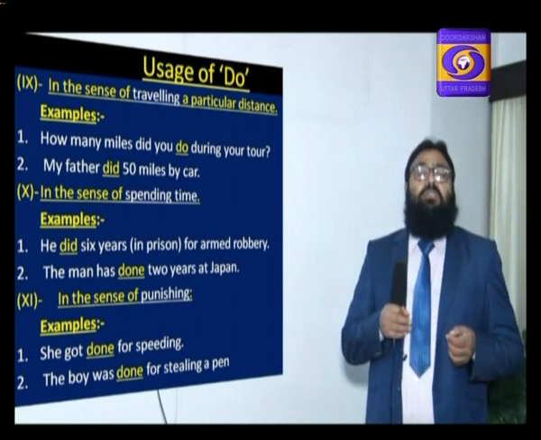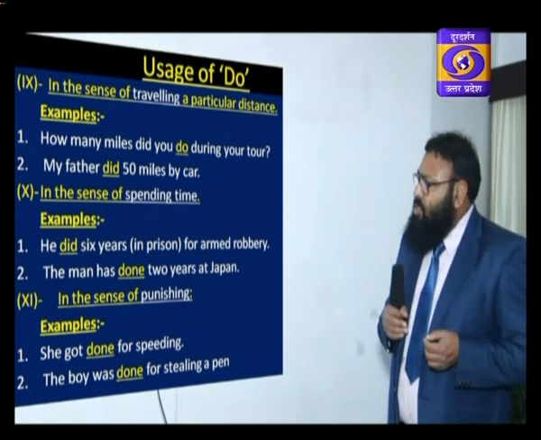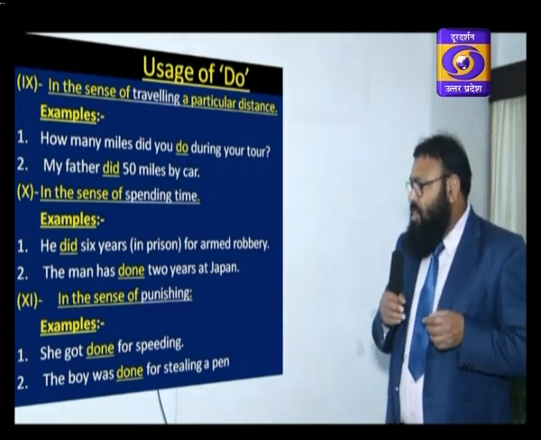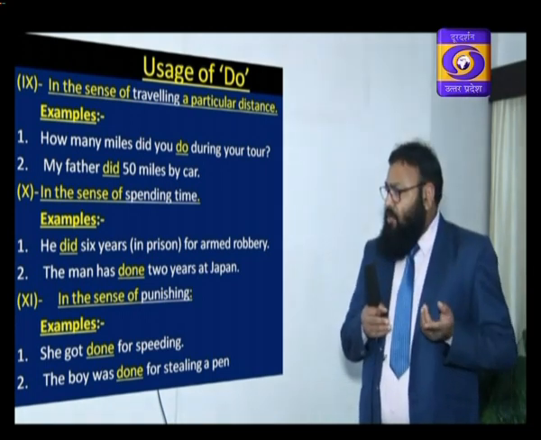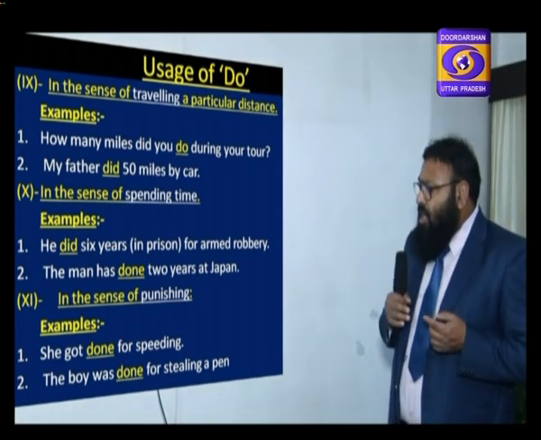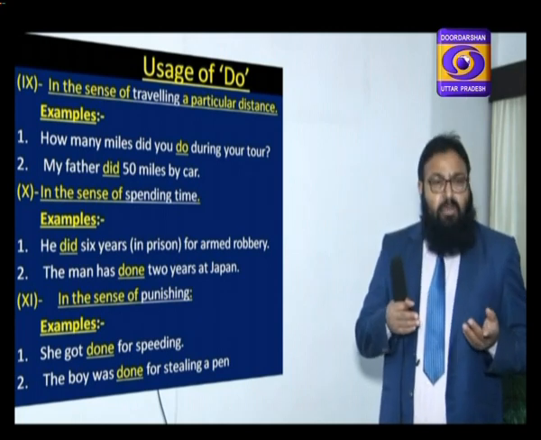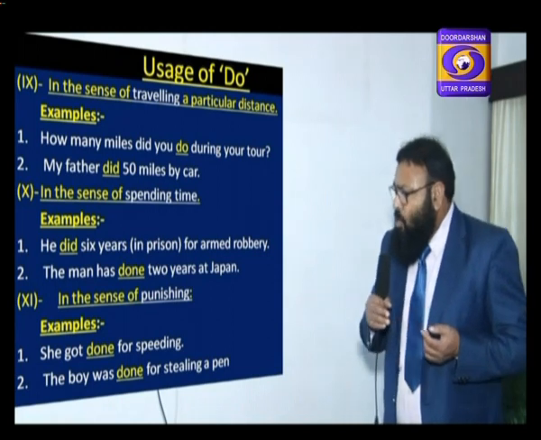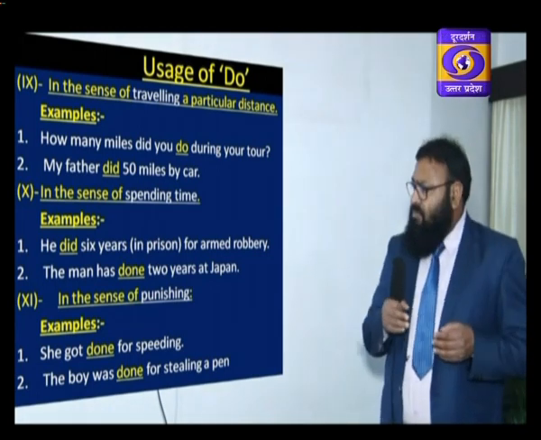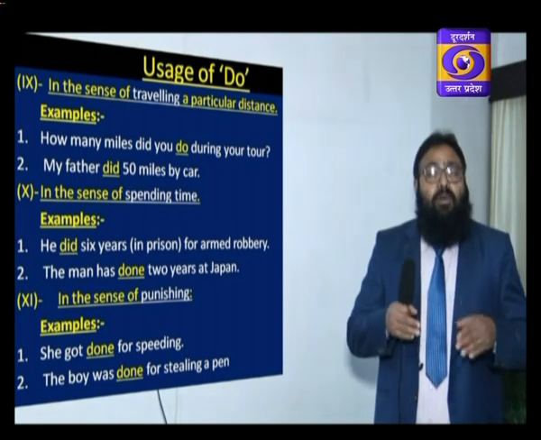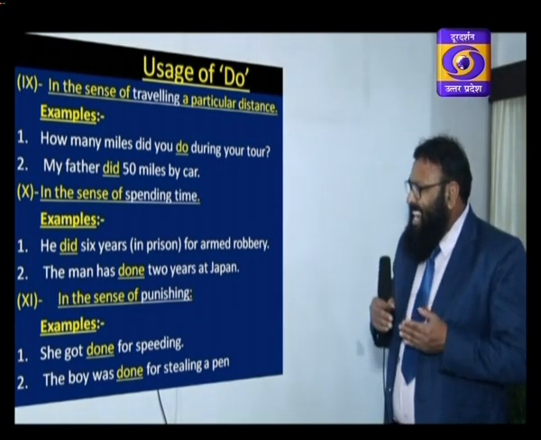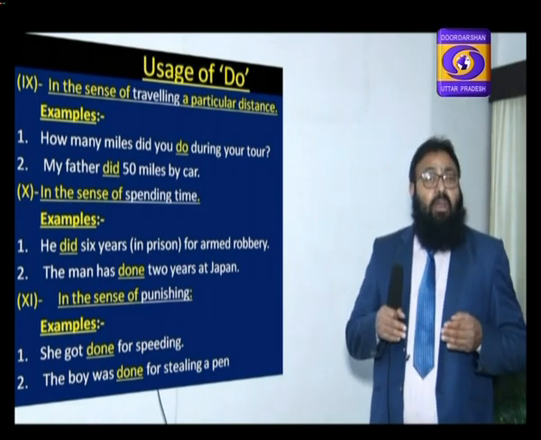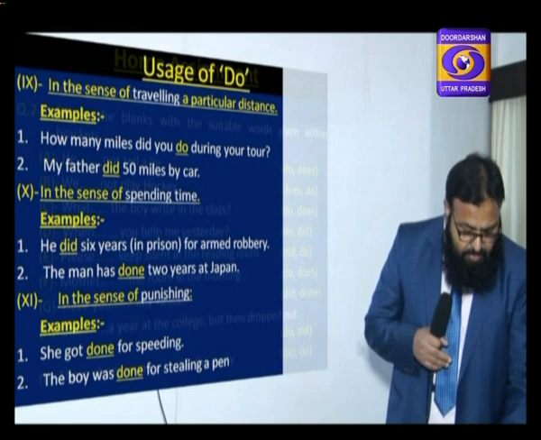Now, the 11th usage of do as a main verb is in the sense of punishment. Examples are, she got done for speeding. That means she got punished for speeding. The boy was done for stealing a pen. That means the boy was punished for stealing a pen. So done is used here in the sense of punishment, dear children.